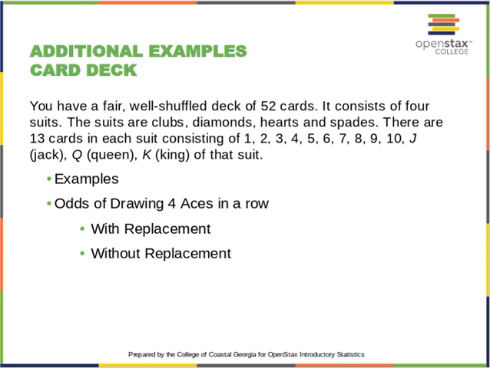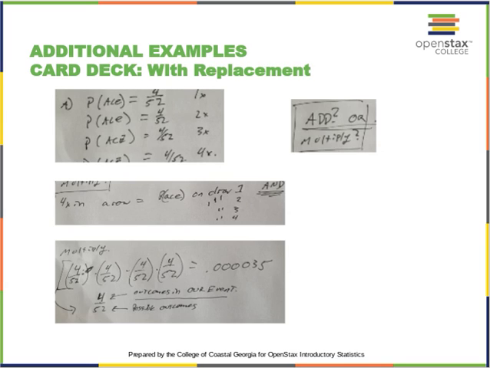But we're going to start with the odds of drawing 4 aces in a row with replacement. So, let's start over here. We have the probability of drawing an ace one time is 4 out of 52. There's 4 total aces in the deck, and that's going to be down here. Let's look. 4 aces in the deck, 4 outcomes in our event, which is to draw an ace, and 52 possible outcomes.